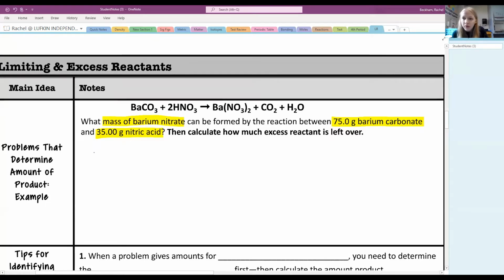So we're going to choose one of them randomly. So let's do the barium carbonate, 75.0 grams of barium carbonate. And remember, we're going to convert that over to grams of the other reactant. So I'm going to have y'all pause and do this one. Convert that to grams of the nitric acid, HNO3. Go ahead and pause, and we'll do it together in a minute.